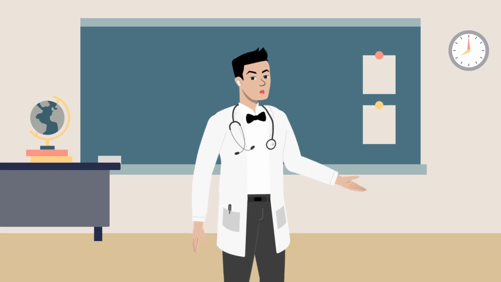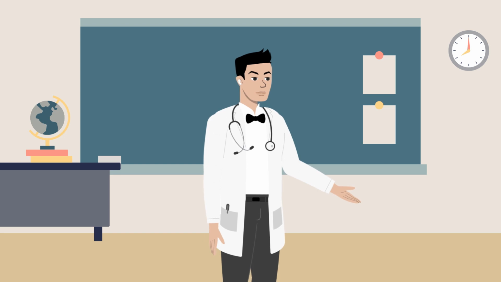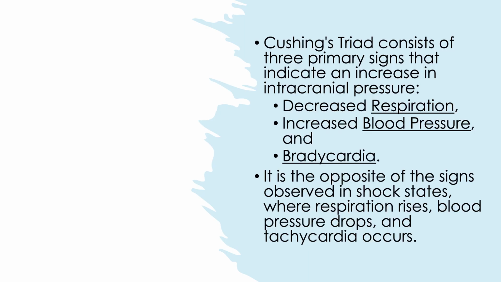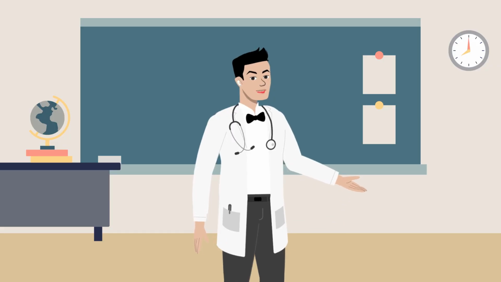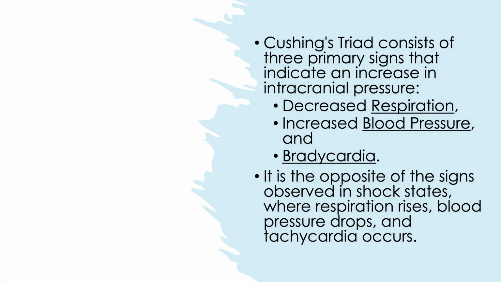What is Cushing's Triad? Cushing's Triad consists of three primary signs that indicate an increase in intracranial pressure: decreased respiration, increased blood pressure, and bradycardia. It is the opposite of the signs observed in shock states, where respiration rises, blood pressure drops, and tachycardia occurs.